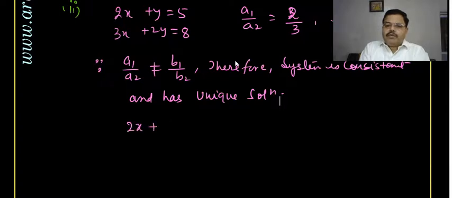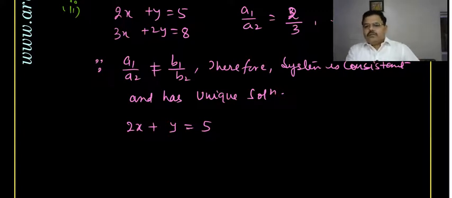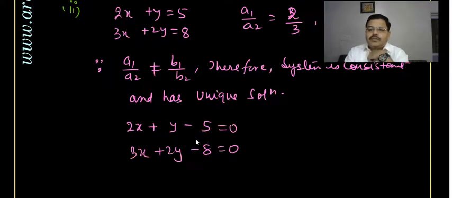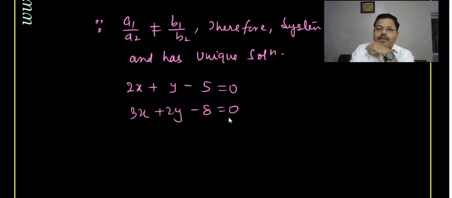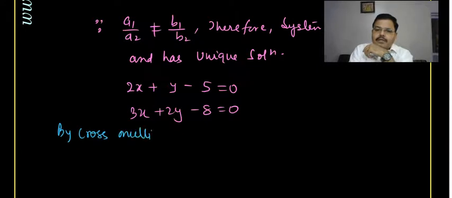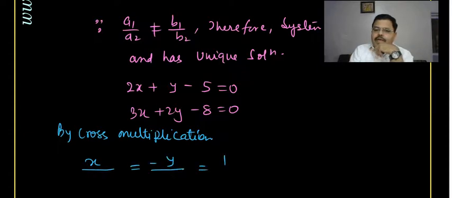So we will write here 2x plus y is equal to 5, or even minus 5 is equal to 0, you can take it, there is no problem. And 3x, you write it 3x, so 2x plus y minus 5 is equal to 0 and 3x plus 2y minus 8 is equal to 0. So we write by cross multiplication, x upon, minus y upon, and 1 upon.